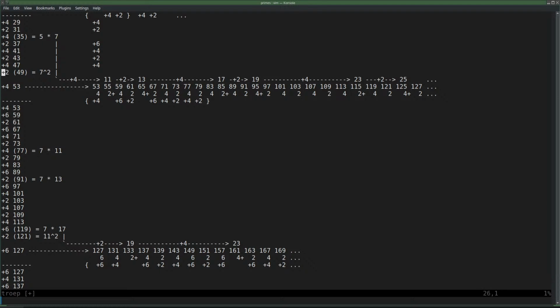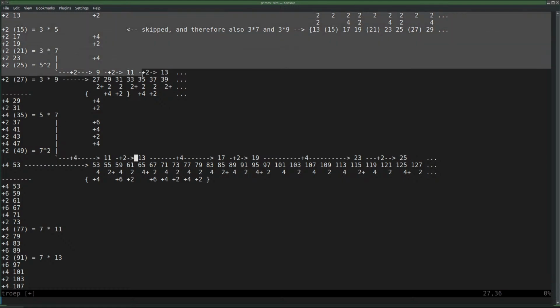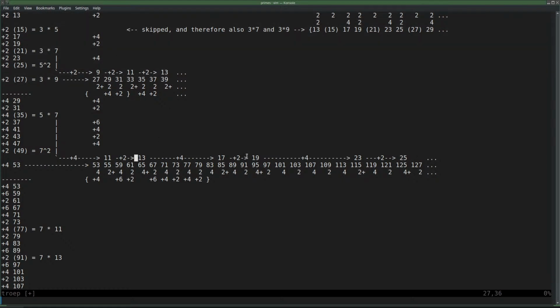Now this series here, this is plus 2 plus 2 plus 2 plus 2. This is plus 4 plus 2 plus 4 and so on. So this one repeated, they are not prime numbers, so we do get to the 25 and I might actually need that. So this is going to be a class and that's going to produce these numbers.